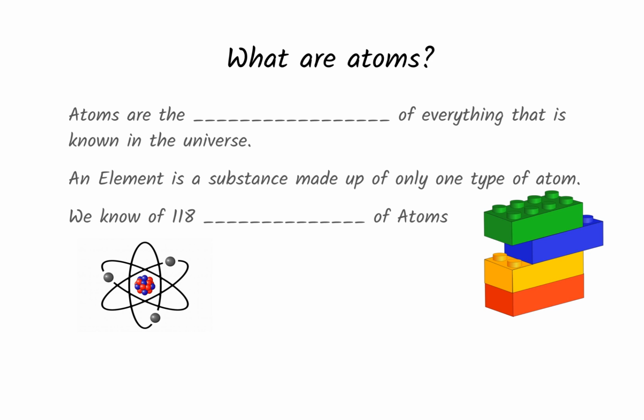Starting with some of the basics, atoms are the building blocks of everything that is known in the universe. So anything that we have known for sure exists has been made out of some type of atom. An element is a substance that's made up of only one type of atom. An example is something you might be writing with currently. The graphite in a pencil is only made up of carbon atoms. And currently, we know of 118 different types of atoms. It's very possible, and probable even, that more types of atoms exist, but so far we've only been able to verify 118.